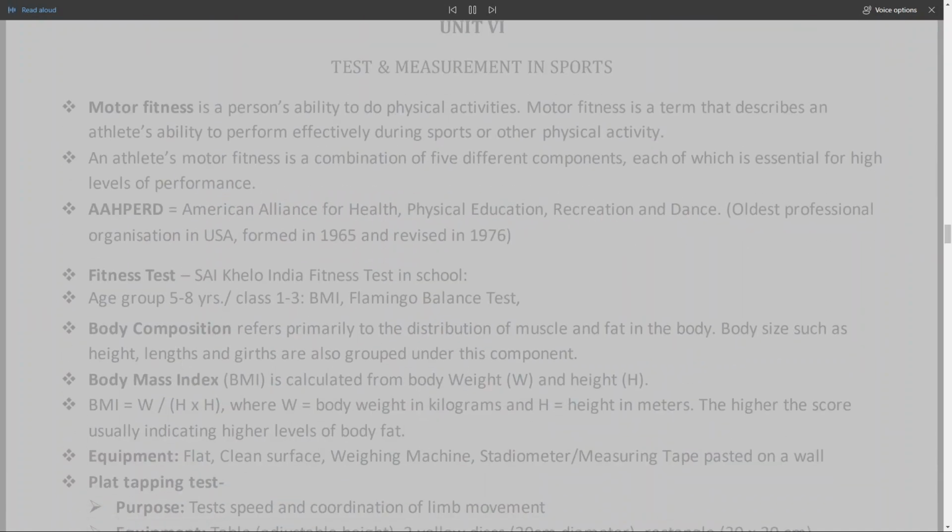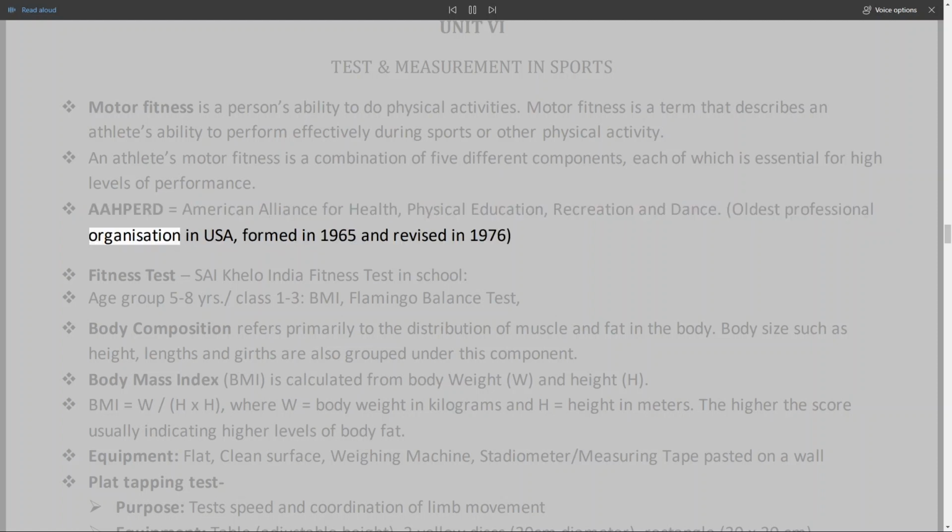Unit 6. Test and measurement in sports. Motor fitness is a person's ability to do physical activities. Motor fitness is a term that describes an athlete's ability to perform effectively during sports or other physical activity. An athlete's motor fitness is a combination of 5 different components, each of which is essential for high levels of performance. AAPERD equals American Alliance for Health, Physical Education, Recreation, and Dance.